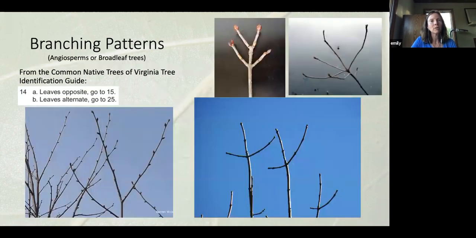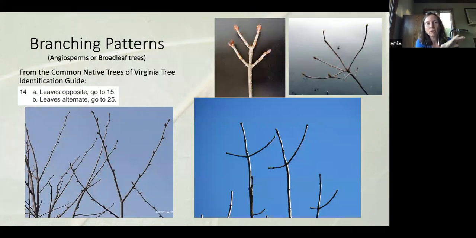So the next piece is we want to talk about, we're going back to the angiosperms, the broadleaf trees, and we want to talk about branching patterns. And from the common native trees of Virginia, number 14 is A, are leaves opposite, go to 15, or B, are leaves alternate, go to 25.